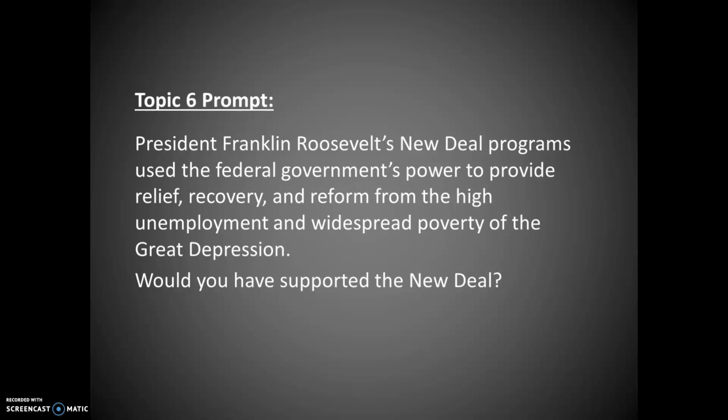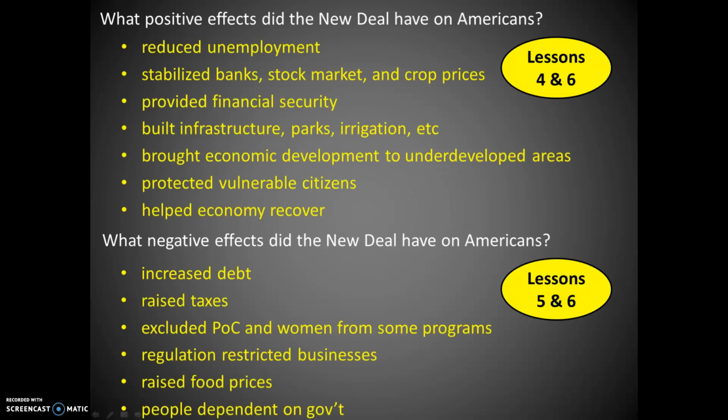There's our setup. You can use that as your context sentence as usual to begin your paragraph. Don't forget, you do need to have context. You need to set the stage. And then the question for the prompt, would you have supported the New Deal? So you're going to take one of two sides. Either the New Deal was a good thing, a positive thing, and you could use some of those examples to support it, or the New Deal was a bad thing and you would use the negatives.